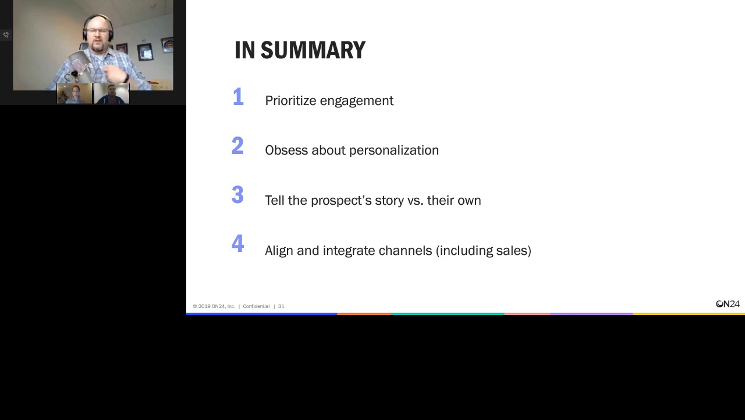Focus on the prospect's part of the story versus your own. There's a time and a place to ask for the demo and to start talking about your own products and services, but the majority of the funnel, especially at the top and the middle, is about the prospect story and getting them engaged and interested based on what they're doing.